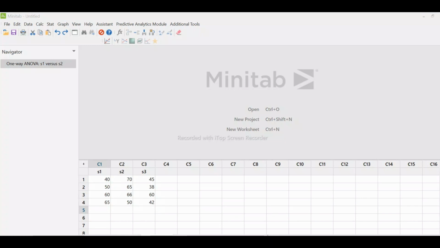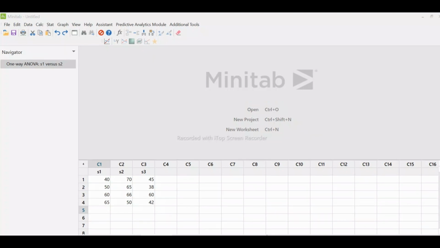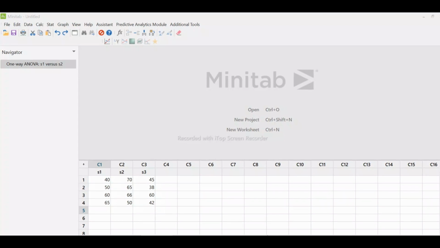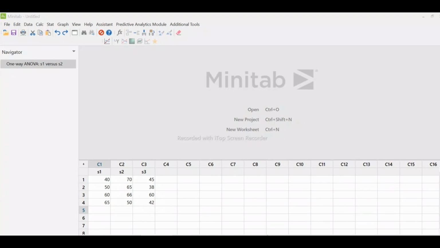Today our topic is how to run one-way ANOVA in Minitab. Here we have an example from Sher Mohammed Chaudhary's Red Book, example number 20.1. One thing we should know is that in Minitab we generally put all the observations, however many columns or factors we have, in one column, and then in a second column we do coding for all observations.